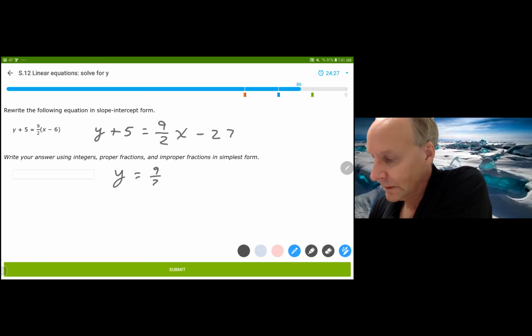9/2 x minus 33, huh? No, 32. Can't subtract today. I subtracted 5 from both sides.